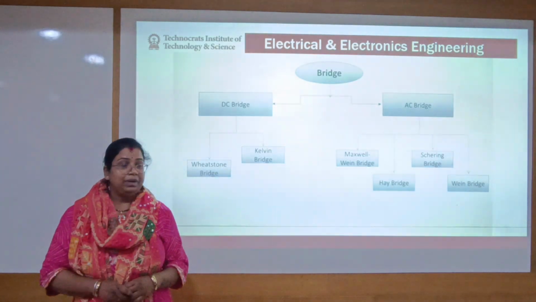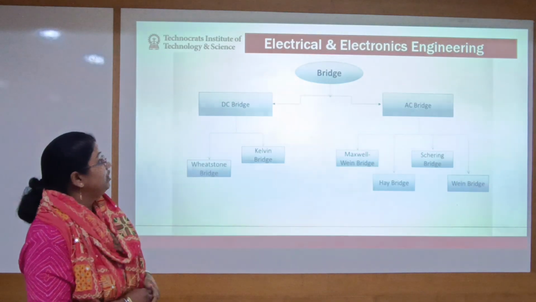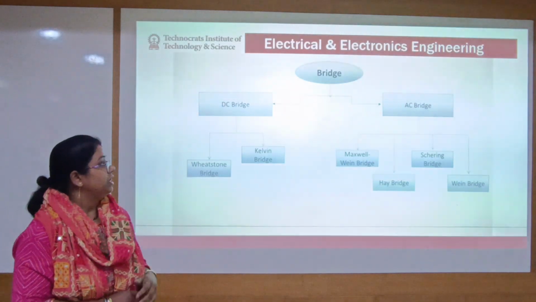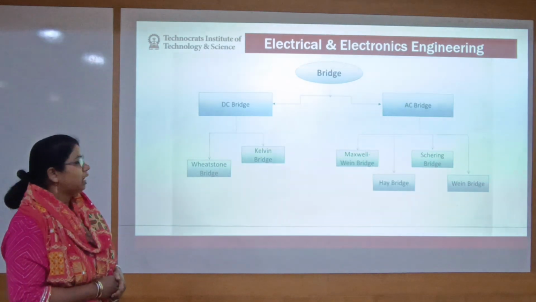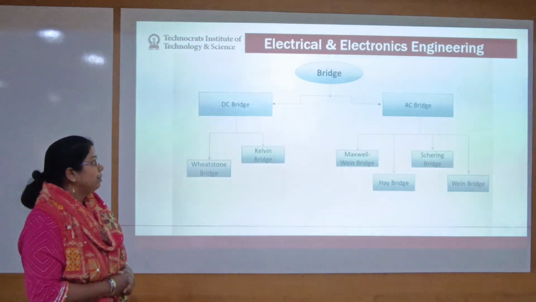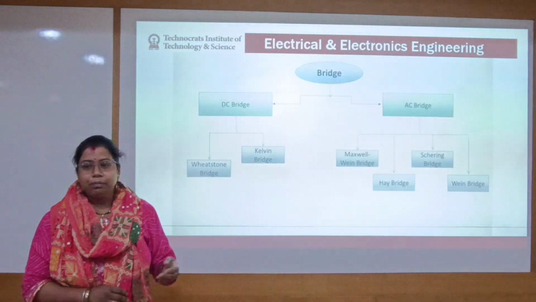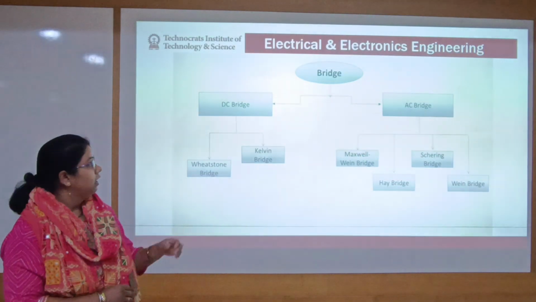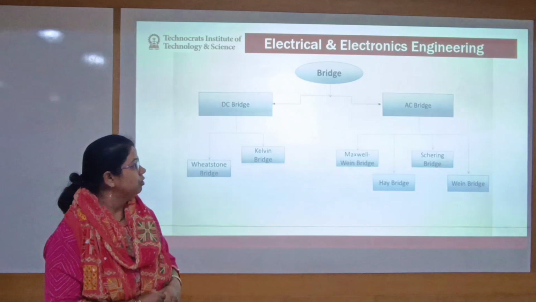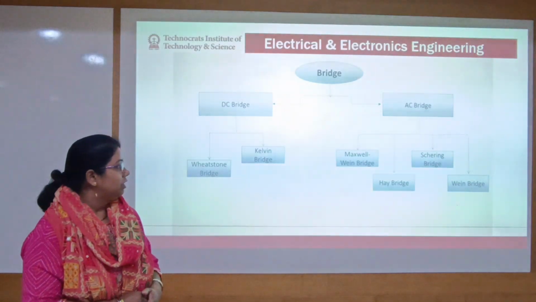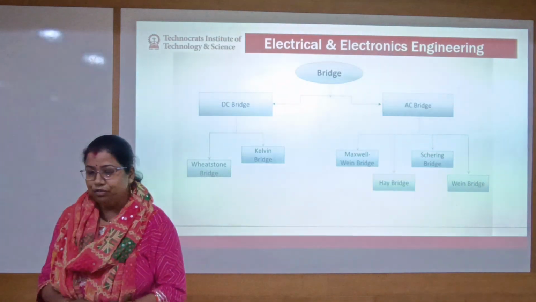Broadly, we have divided the classification of bridges into two parts, AC and DC bridges. DC bridge is again divided into two, Wheatstone bridge and Kelvin's bridge, depending upon the application. AC bridges are generally divided into Maxwell bridge, Hayes bridge, Schering bridge and Wien bridge.